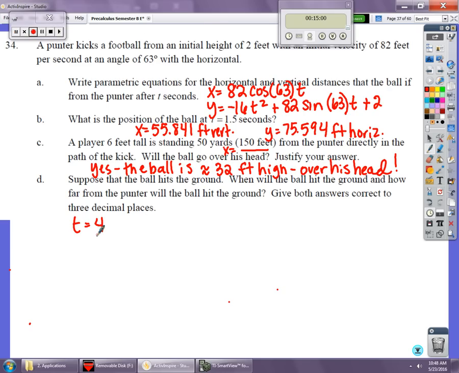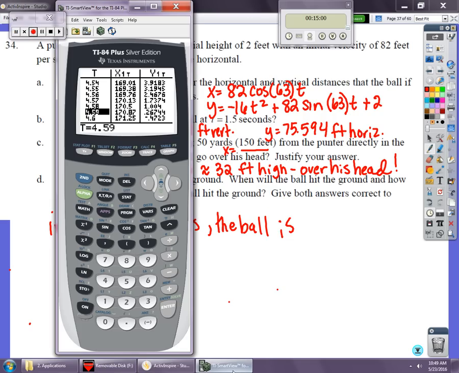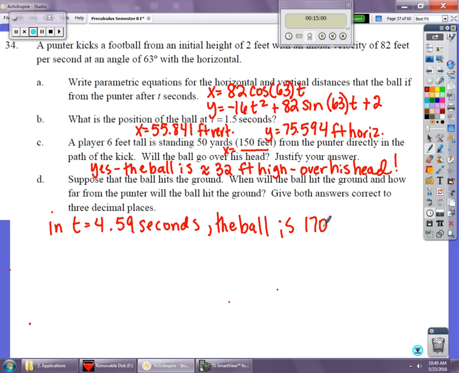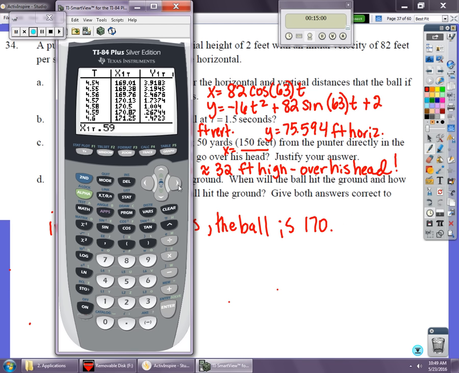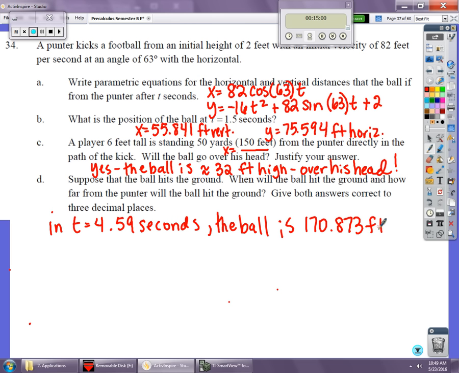And then my time will be 4.59 seconds. So we'll say in time the ball is how many feet from the punter? 170 point, and I remember we had to get the hundredths place, so 873 feet from the punter. Right? So basically he kicked it 170.873 feet. Okay, I'm going to stop this one.